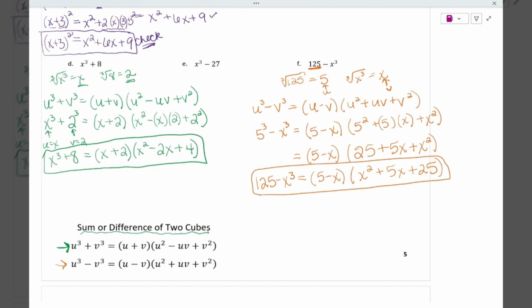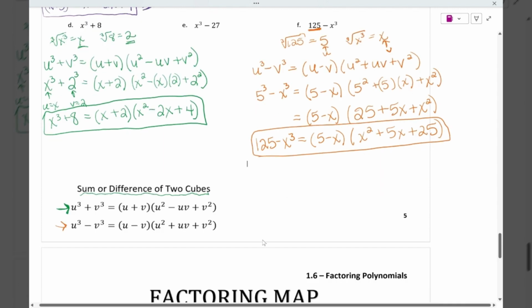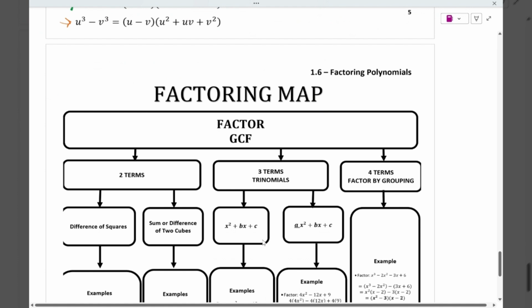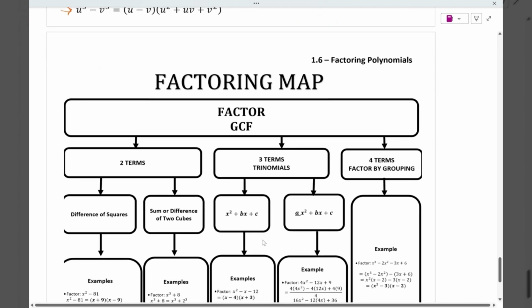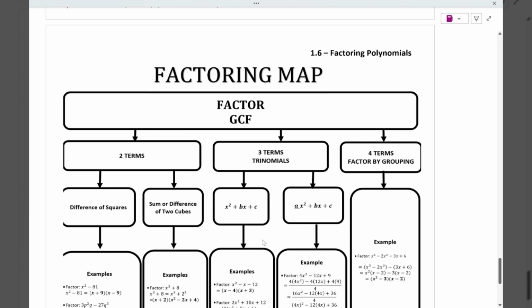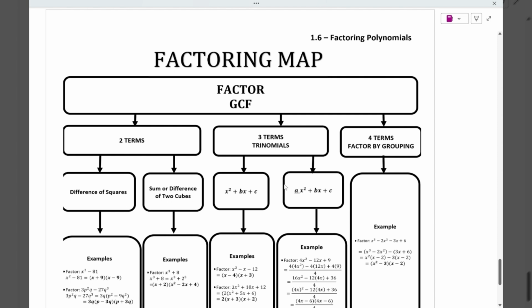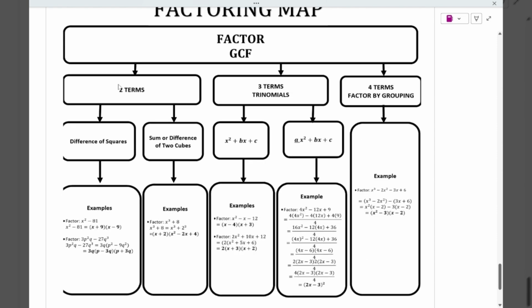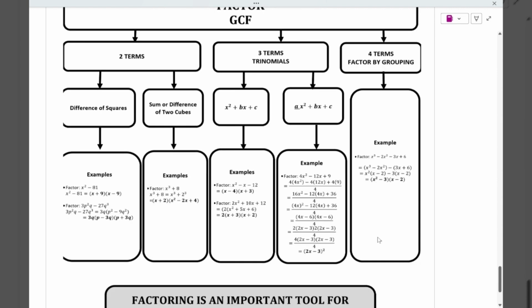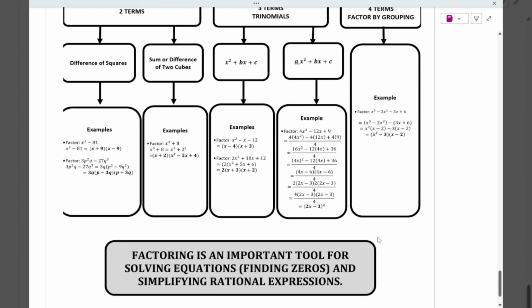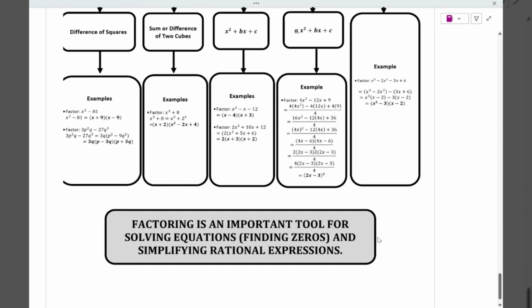So we've gone over all of the methods and ways for factoring. So just to remind you, you do have a factoring map at the end of this section to help you. It goes over the steps for factoring, starting with factoring out a GCF if possible. Then we have the techniques for how to factor 2-term polynomials, your 3 terms, your trinomials, and then your 4 terms, your factor by grouping, and you have some examples. So factoring is an important strategy that we're going to use in this course. So keep this handy, and good job with your factoring.